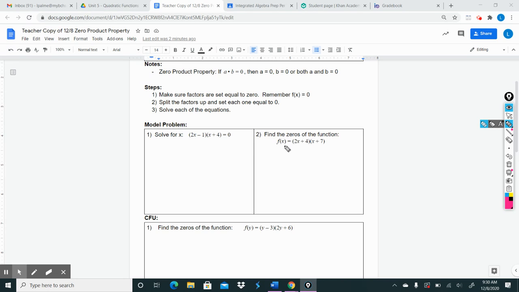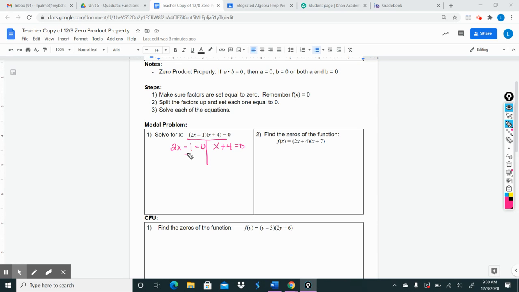So we're going to replace this f of x later on with a zero and set it equal to this factored form. Then we want to split the factors up and set each individual factor equal to zero. You can draw a T-chart if you're able to draw. If you're not, just set each one equal to zero. So we have 2x minus 1 equal to zero. That's our first factor equal to zero. And then x plus 4 equal to zero. And we want to just go ahead and solve our equations for x to find out the values of x that would make this equal to zero.